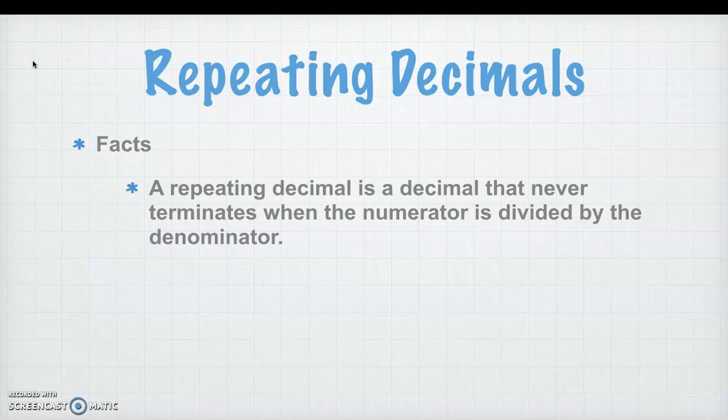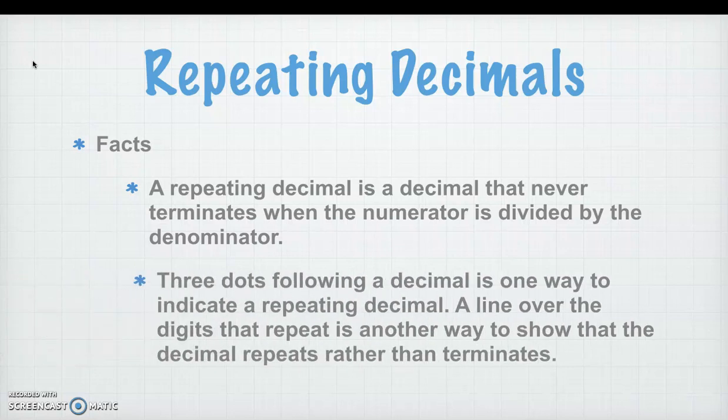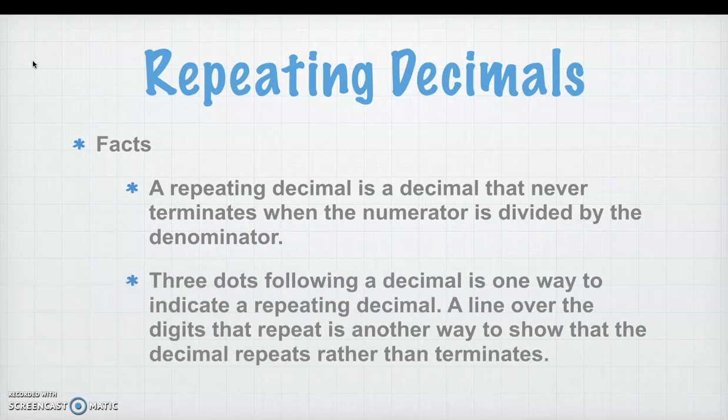But whenever I'm writing down a repeating decimal, I am not going to fill my entire page with 0.3333333333, and then move on to the next page with more 3s. I'm not going to do that. So what am I going to do whenever I have a repeating decimal? There are two ways, and I'm going to teach you the most common way. First, three dots following a decimal is one way to indicate a repeating decimal.